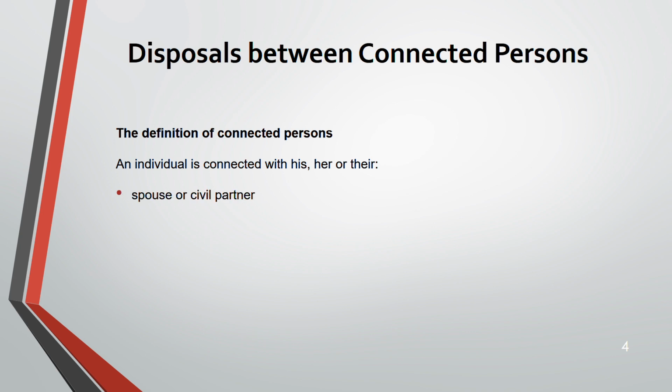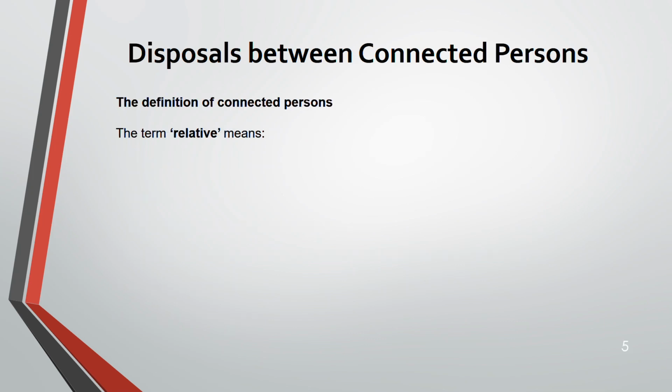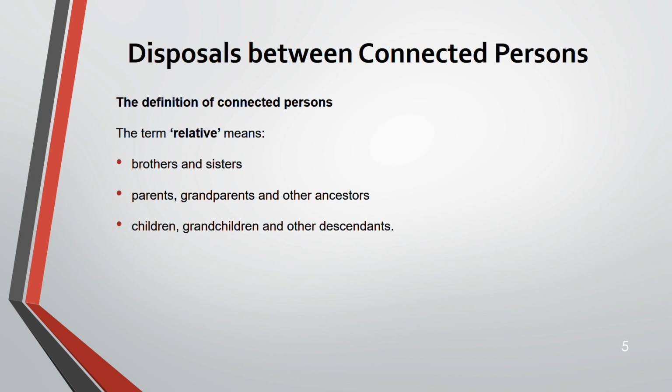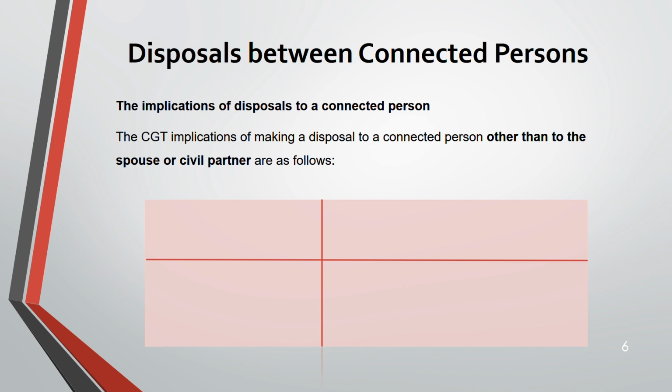An individual is connected to his spouse, to relatives, or the spouse's relatives, or the relatives' spouses, and business associates, and a company they control. All of these are connected. Now, what is the term relative? Very important to understand. Relative means brothers and sisters, parent, grandparent, ancestors, children, grandchildren, and descendants. The term business associate means partners in business, a business partner's spouse, and relatives of the business partner. So any transaction between these people, siblings, spouses, business associates, are known as connected persons.